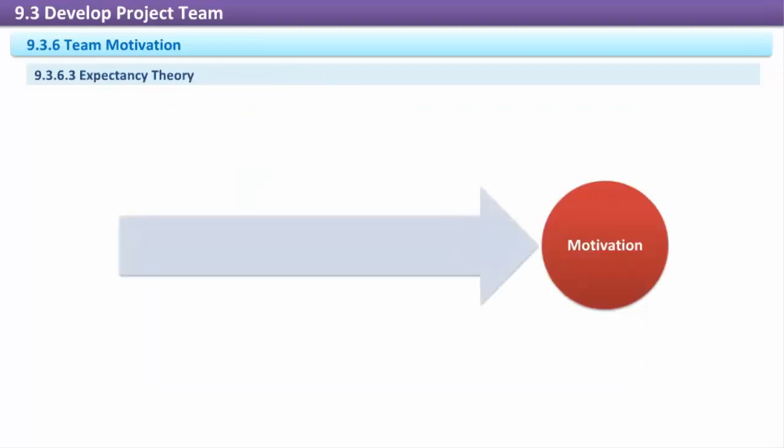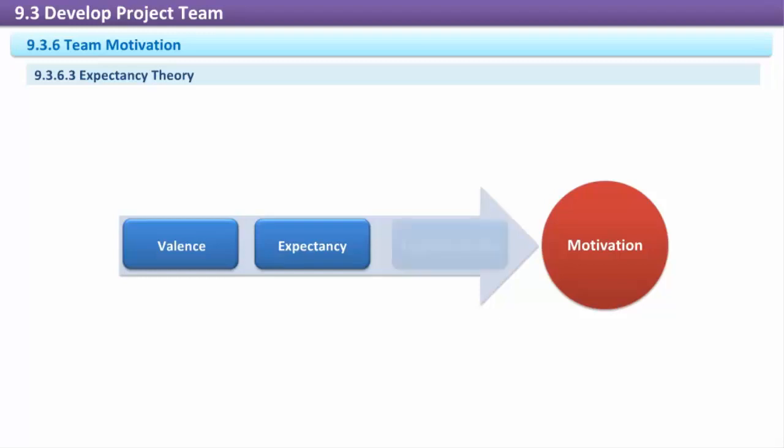Expectancy theory. The expectancy theory was proposed by Victor Vroom of the Yale School of Management, and he suggested that employees are really motivated by goals only when three beliefs are present. Valence. The person wants to achieve the goal. Expectancy. The person believes it's possible to attain the goal. Instrumentality. Instrumentality is a judgment the person makes about whether he or she believes that the reward will be given.